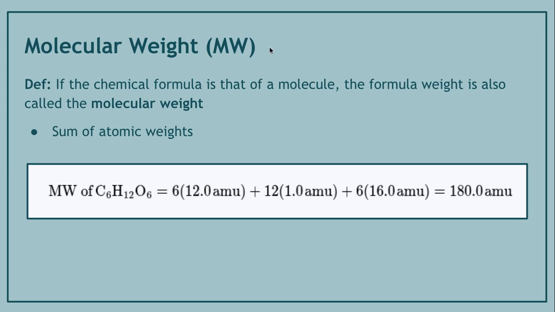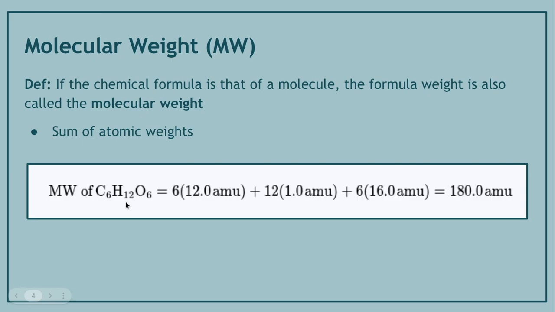Looking at different ways to state the formula weight, you have the molecular weight, or MW, which is a little more specific, and is used if the chemical formula is of a molecule. For example, this sucrose down here is a molecule, and then the formula weight is also called the molecular weight. Essentially this is still the sum of the atomic weights, you're just labeling it a little differently in terms of terminology.